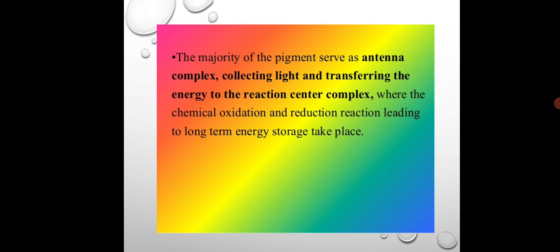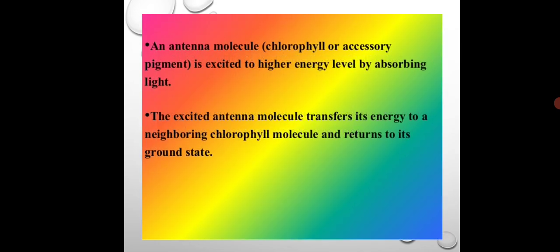So the majority of the pigment serves as the antenna complex. The main important role of the antenna complex is to capture the energy from light and transfer it to the reaction center so that the chemical reaction can take place. So that is the main role of the antenna pigment or antenna complex.